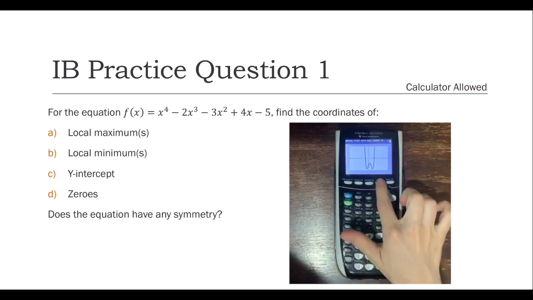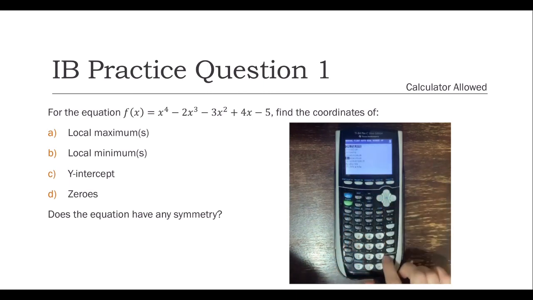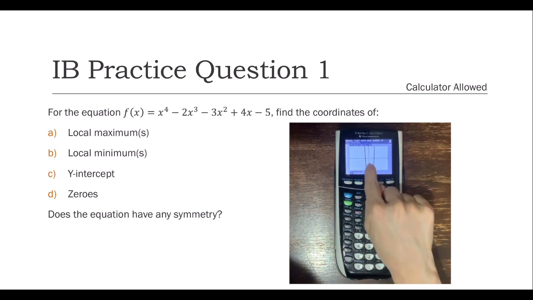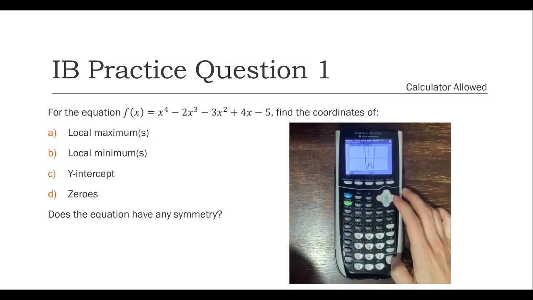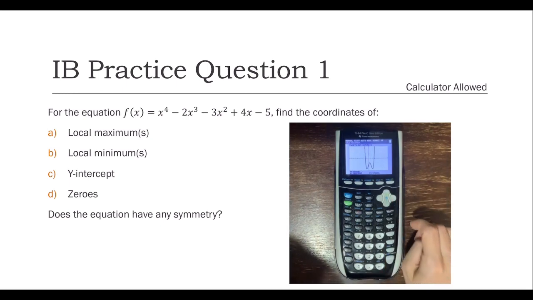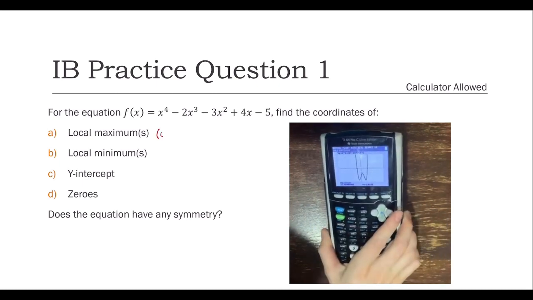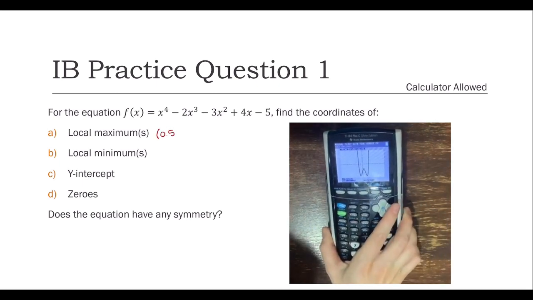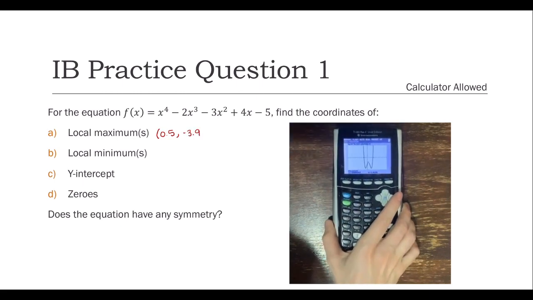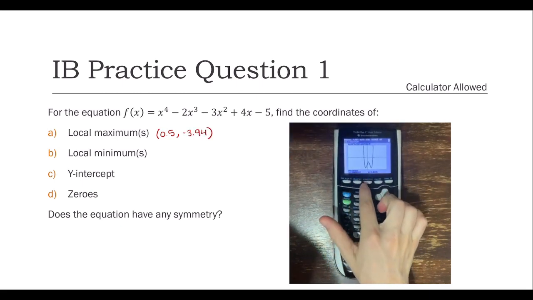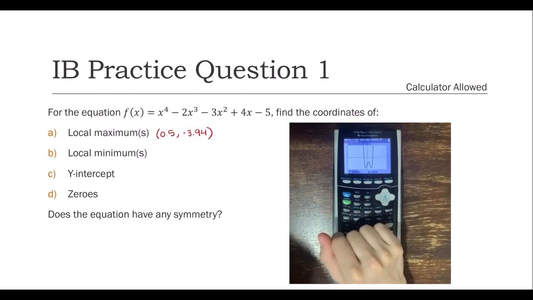So we'll do second calc, and we'll go down to maximum and click enter. So we'll have a maximum right here where it goes up. So we'll hit enter to the left of it, we'll move to the right, and then hit enter twice. So our local maximum is at 0.4999, comma, -3.94. So 0.5, comma, -3.94.